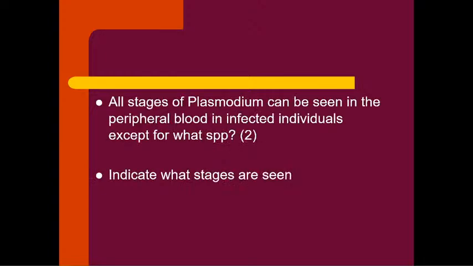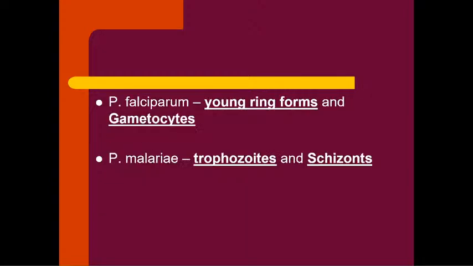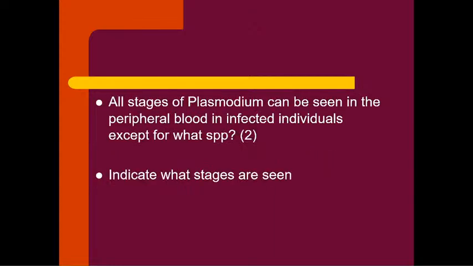Now, all stages of malaria can be seen in the peripheral blood of infected individuals except for the following. All stages of Plasmodium can be seen except in what species? Plasmodium falciparum and Plasmodium malariae. For Plasmodium falciparum, you can only see the young ring forms and the gametocytes. For Plasmodium malariae, it's the trophozoites and the schizonts. That's the only thing that you can see.